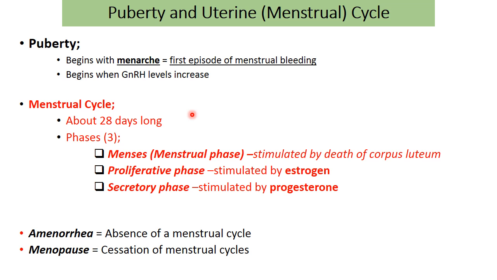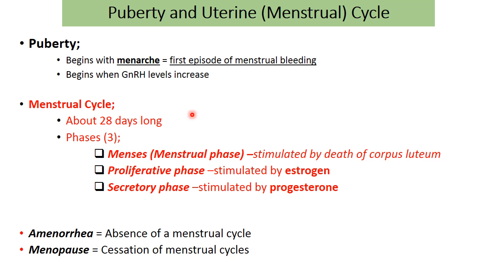The menstrual or uterine cycle is the events that occur within the uterus, and again is approximately 28 days long and is also divided into 3 phases. The first phase is menses, or the menstrual phase, and this will be days 1 to 5. And this will be stimulated by the death of the corpus luteum, and we'll see this in more detail. The second phase is the proliferative phase, so this will go from days 5 until 14, until ovulation.